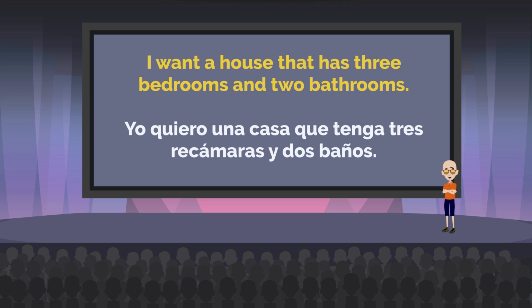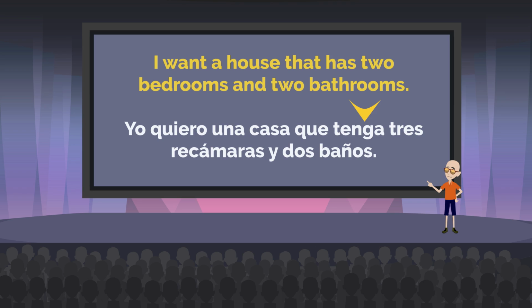Let's say I'm house shopping in Mexico and I want to say, I want a house that has 3 bedrooms and 2 bathrooms. Yo quiero una casa que tenga 3 recámaras y 2 baños. That word tenga should look familiar. It comes from the verb tener, which means to have, and it's conjugated in the present subjunctive mood. Now, the reason we have to use the subjunctive here is because we're not talking about a specific house, so it's undefined. I want a house that has 3 bedrooms and 2 bathrooms.